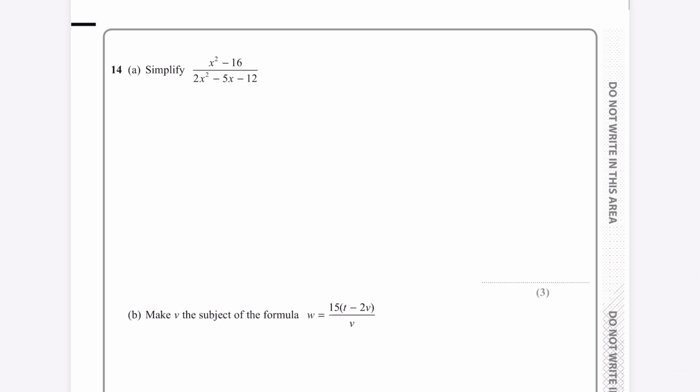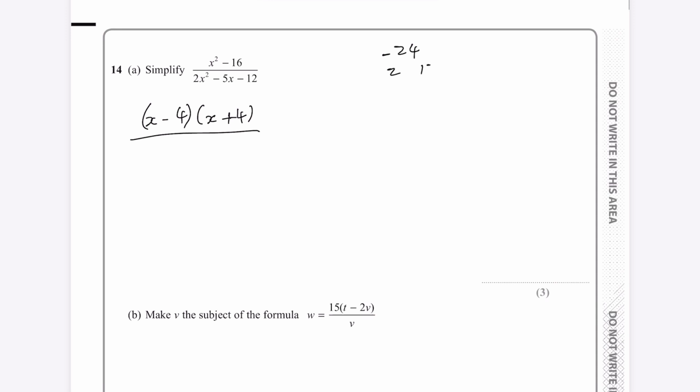So for the next one, we have x squared minus 16 over 2x squared minus 5x minus 12. So the top is rather simple because it's the difference of two squares. Hopefully you spotted that. So that's the top. However, the bottom, we can do 2 times minus 12. So 2 times minus 12 gives me minus 24. What two numbers do I multiply to give me minus 24 that add or subtract to give me minus 5?